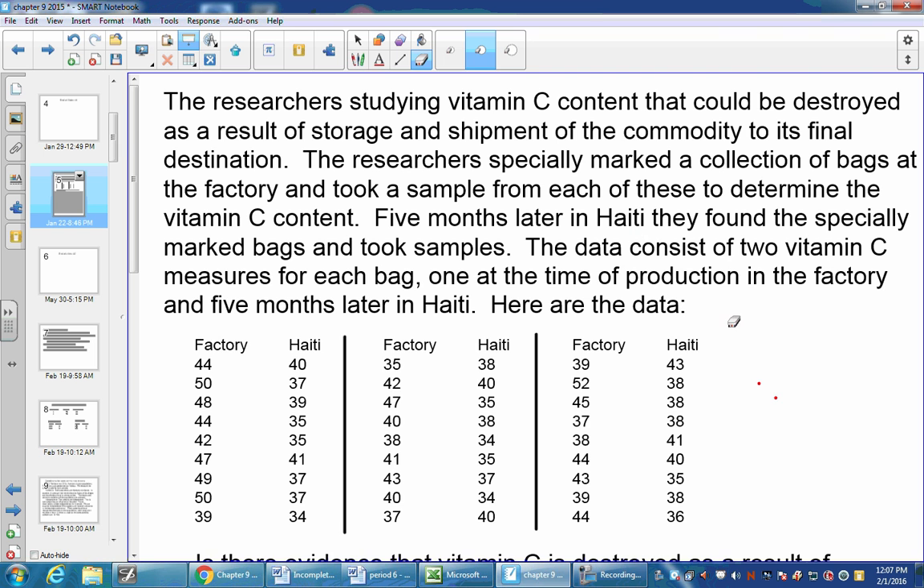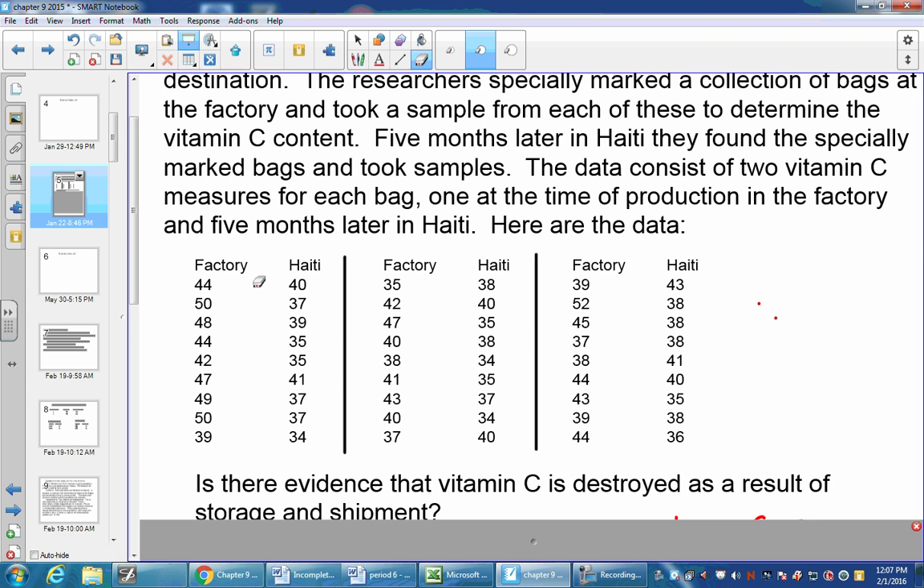Here are the data. Now, if you look at this, each row, these two correspond to the same sample. So we call these dependent on each other. So when they're dependent, what we want to do is find the difference of those and run a t-test on the differences. So here it says, is there enough evidence to support that the vitamin C is destroyed as a result of storage and shipment?